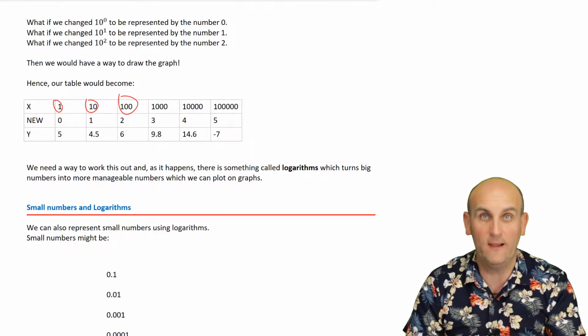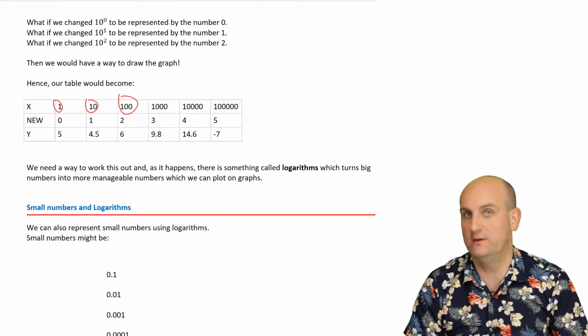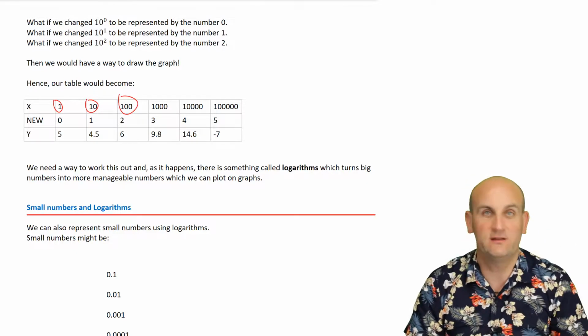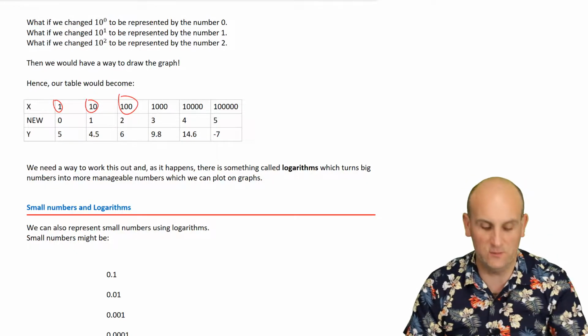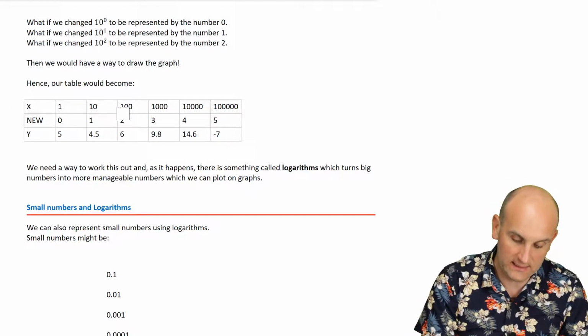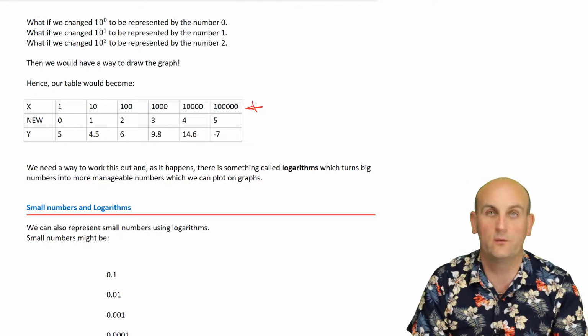We'll take the power as the counting number. What about if we had 10 to the power of 1 and we said, let's just make that 1. And 10 to the power of 2, make it 2. 10 to the power of 3 becomes 3. And you see what suddenly has happened? Well, my old values were written here: 1, 10, 100, 1,000, 10,000, 100,000.